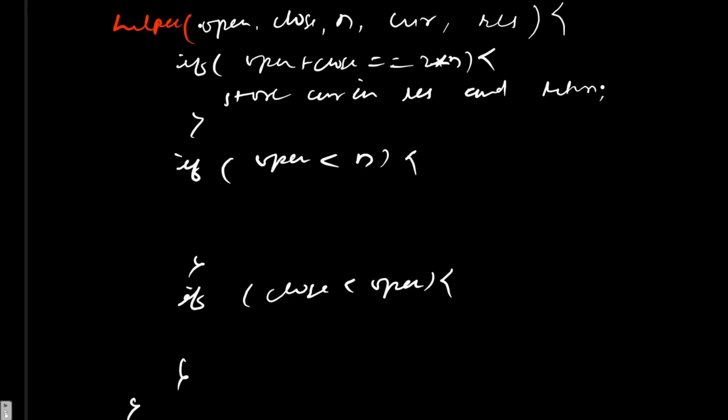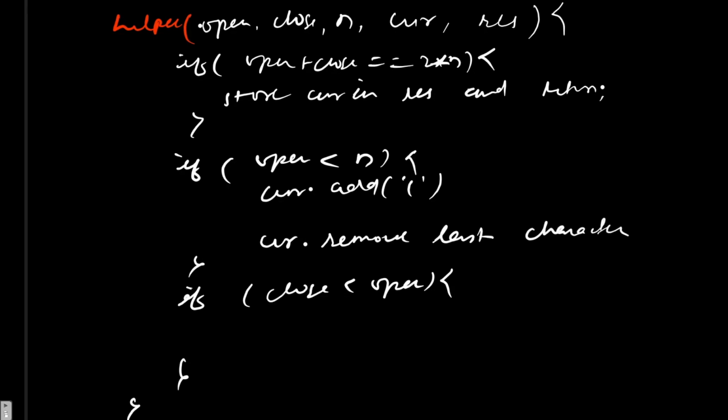In this case, we first have to add to current the open brace, and then at last we have to remove the last character from current. In between we have to call this helper function to use backtracking. So in between we will be calling the helper function, and as we are increasing open by 1, we'll be using open plus 1, and then close, current, and result. The same will be followed for the second condition.